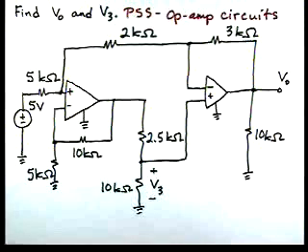In this problem, our assignment is to find V0 and V3. You can see we have 2 op amps. You can see V3 is labeled and V0 is labeled.